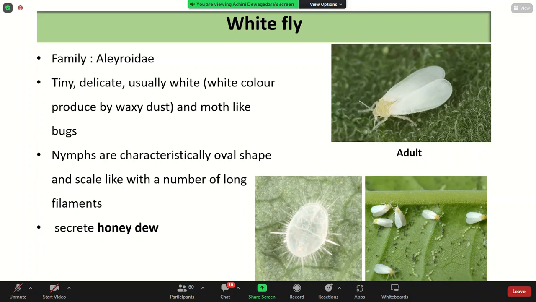I think in your next lecture on this course, Ms. Amanda will discuss the damage of these insects too, and how to control them. What are the crops they damage, likewise. Here I am just discussing their classification only. Okay.